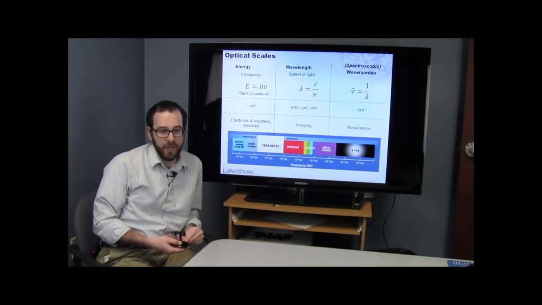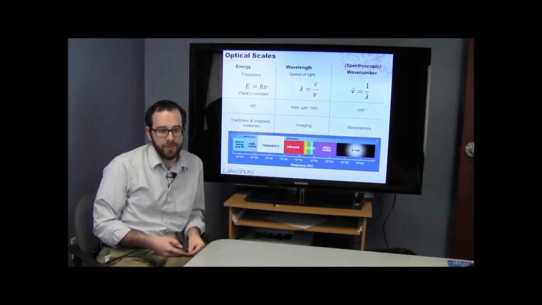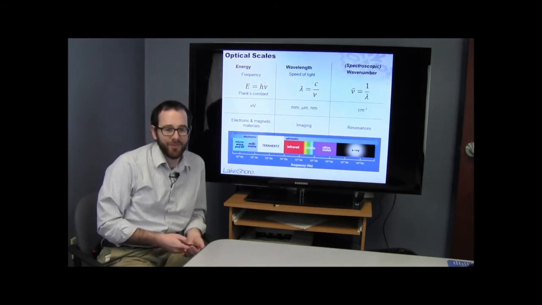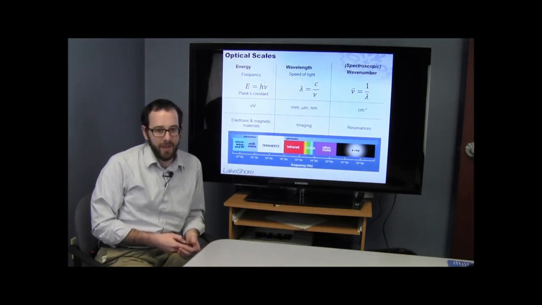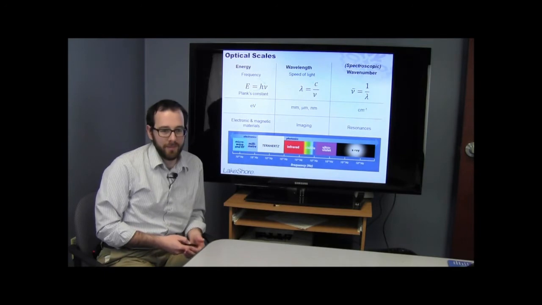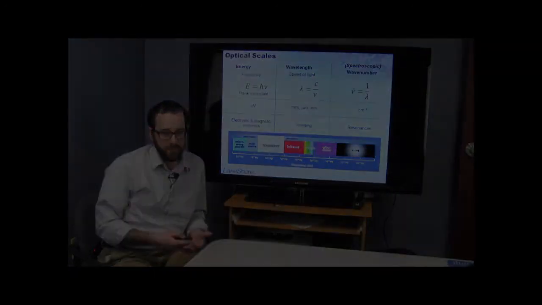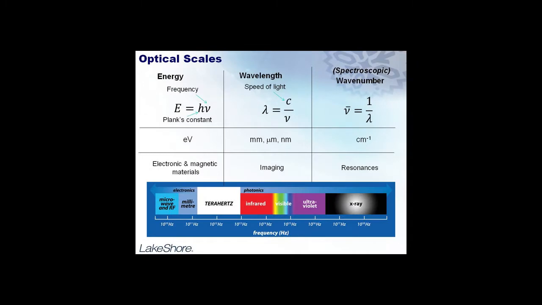Before we get to those examples, it's really helpful to understand that different scientists use different optical scales or different units for the measurement of light. One of those units, of course, is energy. The energy is just proportional to the frequency of the light, and the proportionality constant is this h that you see in the equation there, which is just Planck's constant. A lot of materials physicists will work in energy scales.